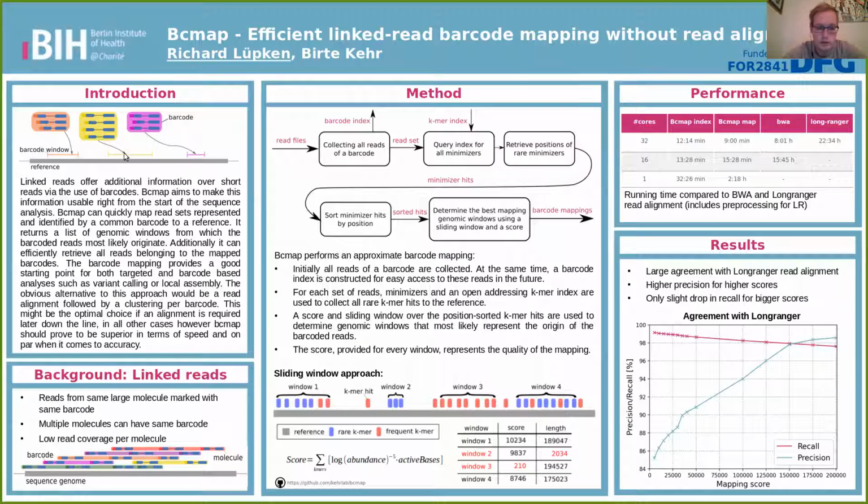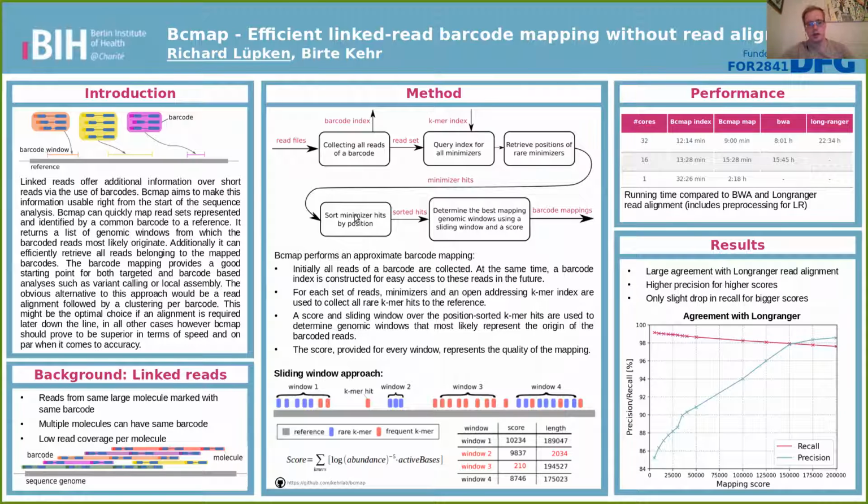For example, you could use this, as mentioned, for a local assembly. You map all barcodes and you retrieve the barcodes for a specific spot in the reference. And then we also provide a barcode index, which can be used to quickly retrieve all reads belonging to a barcode. The alternative to this would be to do a complete read alignment and to cluster the read alignments first by barcode and then by their genomic position.